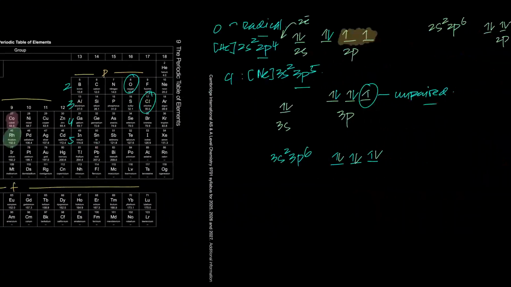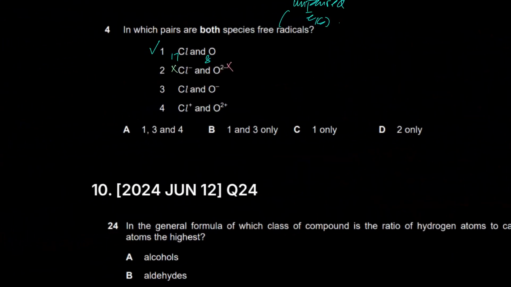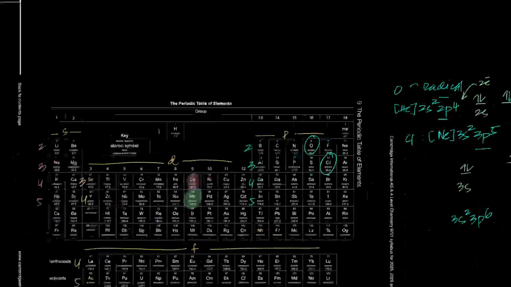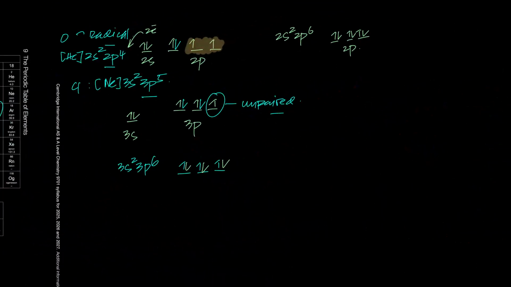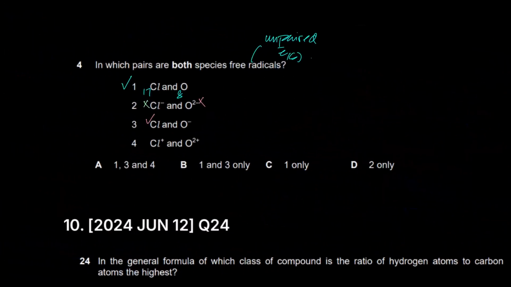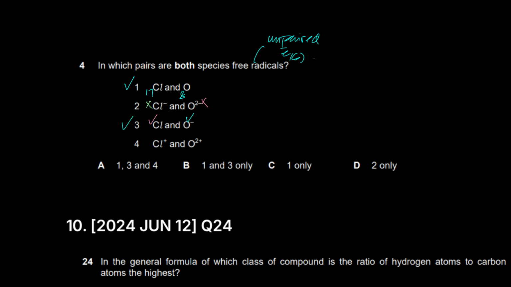Cl and O minus. Now Cl we already know is a radical because we checked it out above. O minus means that instead of being 2s2, 2p4, now you've gained an electron, so you're 2s2, 2p5. And 2p5 means 1, 2, 3, and then 4, and then 5. You still have an unpaired electron right here. So that means this one is also a radical. So 2 and 3 both are, Cl and O minus both are radicals.